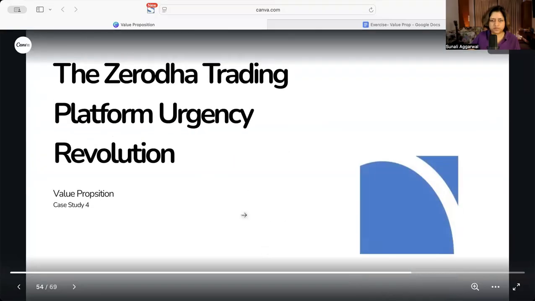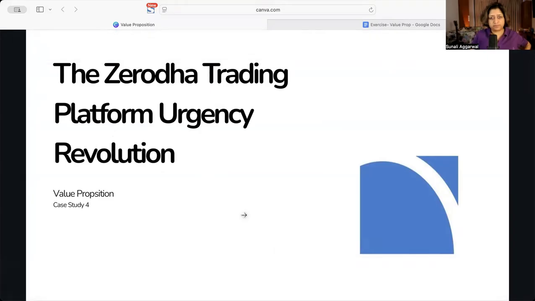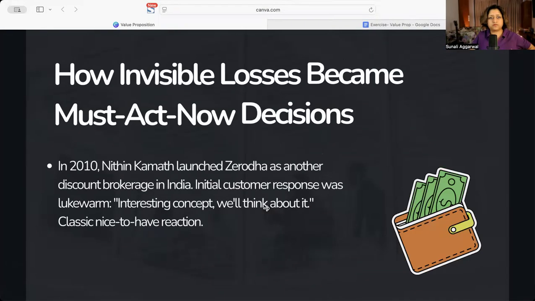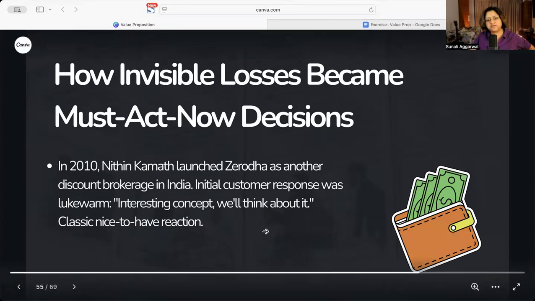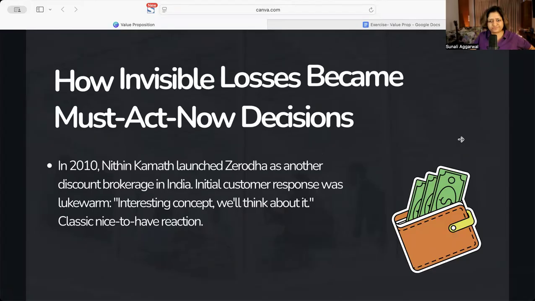Zerodha, what a wonderful company. They've not been funded. It's a fully bootstrapped company that has done so well. How invisible losses became must-act-now decisions. Nitin Kamath launched Zerodha as another discount brokerage in India. And the reaction was lukewarm: interesting concept, we'll think about it. Classic nice-to-have reaction.